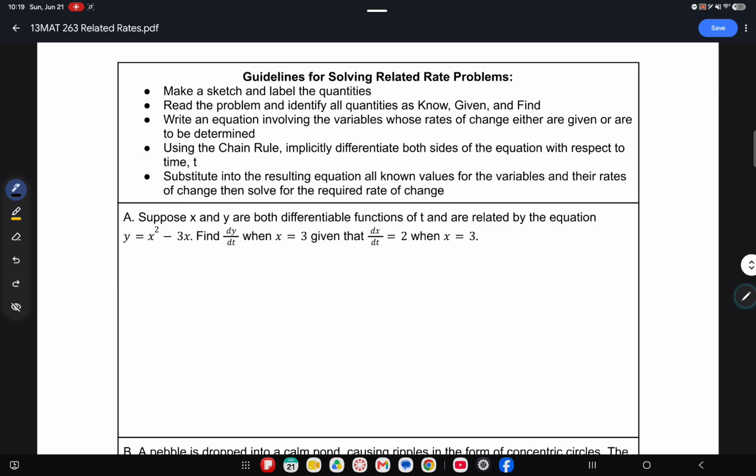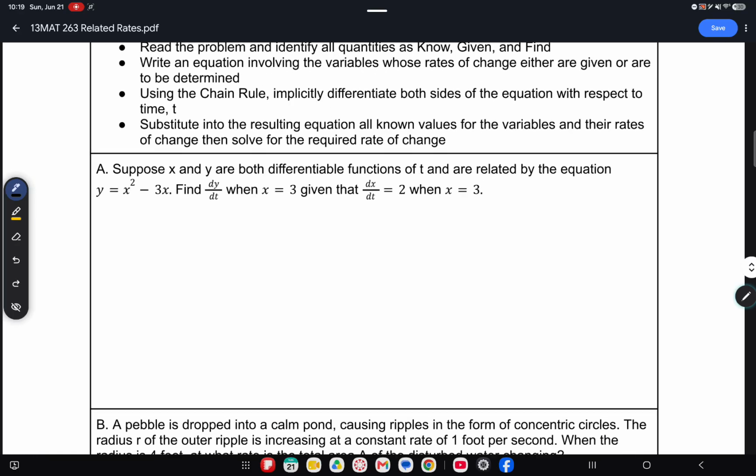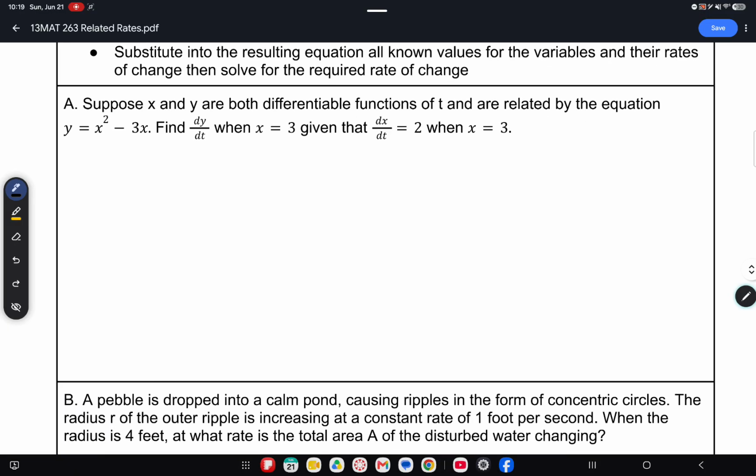And then we're going to want to write an equation involving the variables with the rates of change that are either given or that we're going to find. And then we're probably going to have to use our implicit rules and chain rule to differentiate and then solve from there. So let's just go into it.